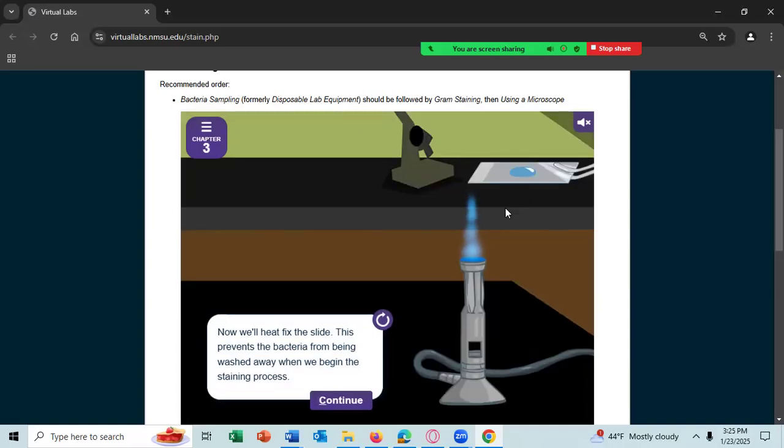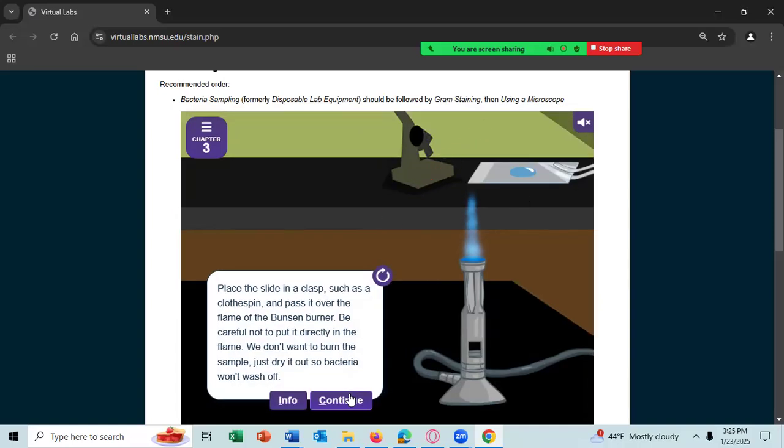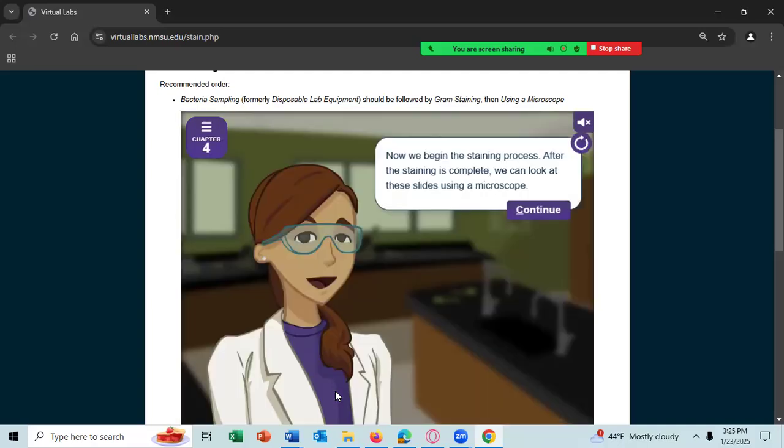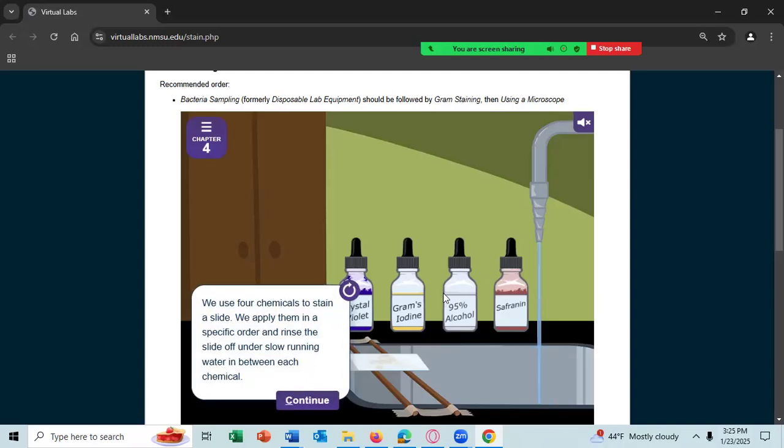Material smear. It looks like they didn't allow it to air dry, but we'll just continue. You should air dry before you do that, by the way. All right, here's the gram stain. We apply them in a specific order and rinse the slide off under slow running water in between each chemical.